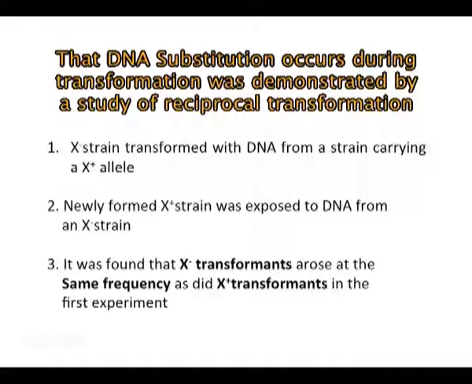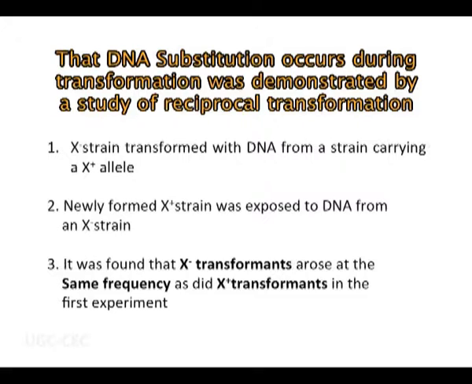Ma'am, during transformation, does the DNA undergo addition or substitution? Yes, this was supposed to be the most challenging question in front of the molecular geneticists. What they were thinking of was whether the DNA is getting substituted or added. For that, they performed reciprocal crosses. What do you understand by reciprocal cross?